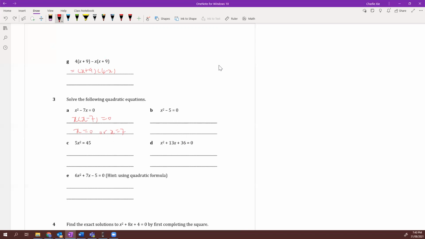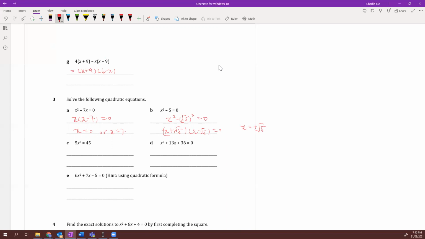Next one, that's x squared minus square root of 5 squared. Any positive number could be expressed as a perfect square. That's x plus square root of 5 times x minus square root of 5 equals 0. So x equals plus or minus square root of 5.